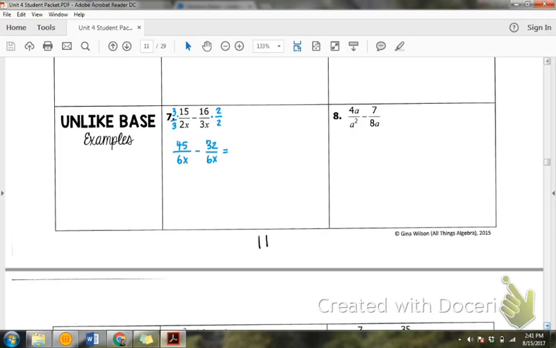We can solve this, right? Denominator is the same. What is 45 minus 32? 13. So I have 13 over 6x. Can this be reduced at all? No. Okay.